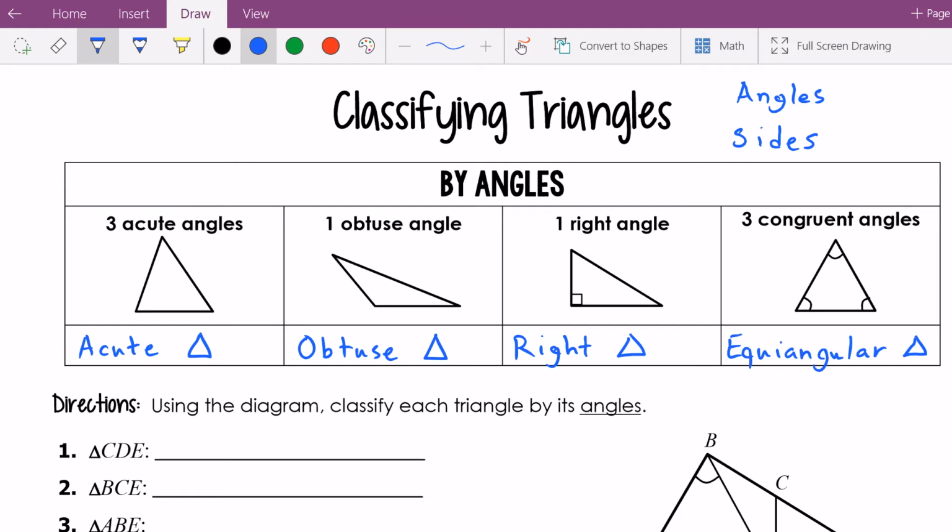Looking at this first example, it wants to know what these triangles are by their angles, and we're looking at CDE. So CDE, if you look at that triangle, you have one right angle, which would make this a right triangle.